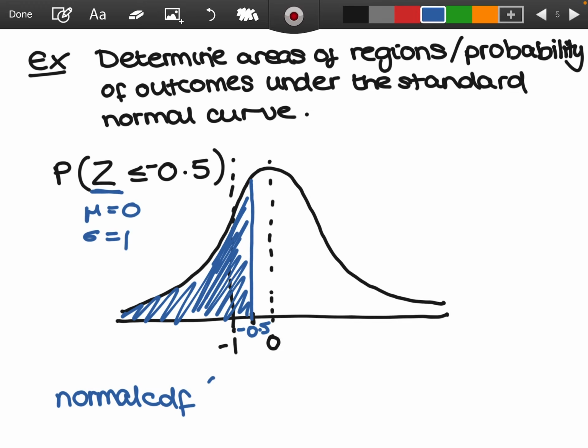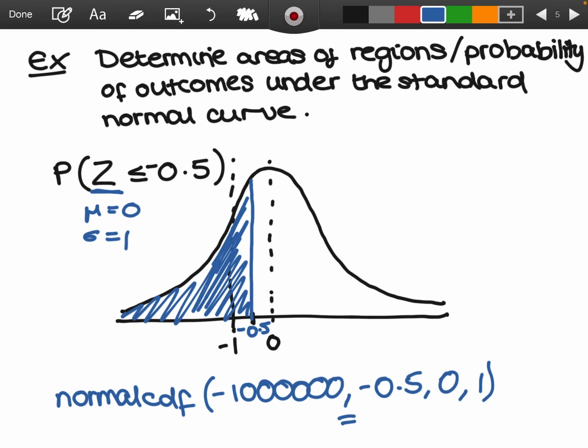So in this case, we get 0.3085. So we've done normal CDF, with a very large negative lower limit. Like I said, I think I did negative 1,000,000. And then your upper limit is negative 0.5. Your mean is 0, your standard deviation is 1, and it should come out to 0.3085. And there's some more at the end if you had to go to more decimal places. Okay. You would get the same value if you did this on statistical tables. Okay, so it doesn't matter which way you do this.